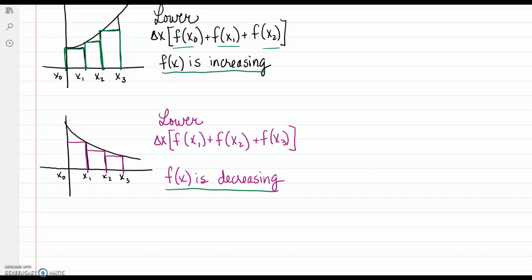Well, if my function is decreasing, then the right f of x1 is going to be less than f of x0, and f of x2 is going to be lower than f of x1. So here's my first height, my second, and my third. And hopefully this is going to clear that up a little bit when the questions ask for both or one versus the other.